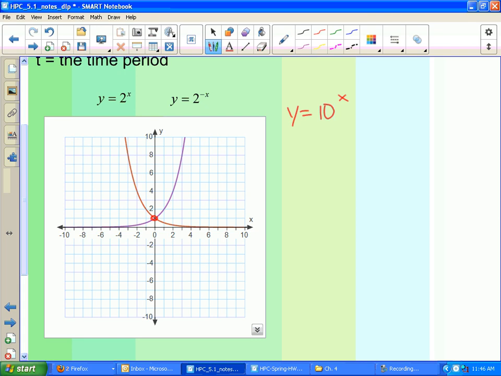So instead of me going right 1, up 2, which is what 2 to the x is doing, I would go right 1, up 10. So now the graph still has this asymptote look, but it's just going to stay closer to the vertical axis and then start to fan out as it moves up. So that's the only difference.